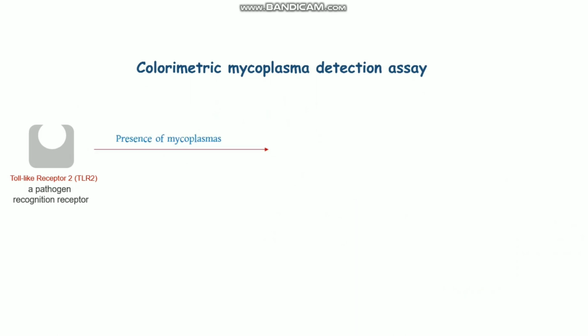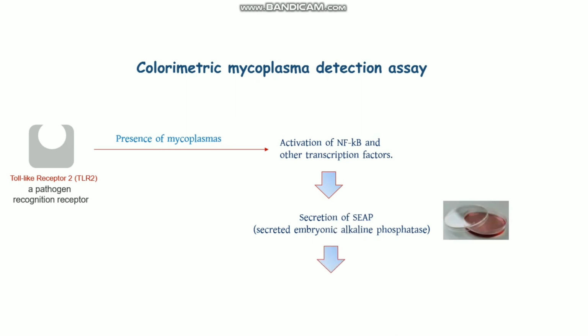Alright, and in the presence of mycoplasma, this toll-like receptor activates the NF-kappa B pathway and other transcription factors, and later on it also secretes SEAP, or secreted embryonic alkaline phosphatase. Mainly this is induced by the mycoplasma, and it is secreted into the supernatant. This SEAP activity is readily detected by observation of the color. This color is purple or blue. So if you get a purple or blue color, that means there is a presence of mycoplasma. So this is a very easy process, and you can easily detect the mycoplasma. This is very convenient. So here I discussed different processes for how to detect mycoplasma. I think it will be a much easier process to detect.